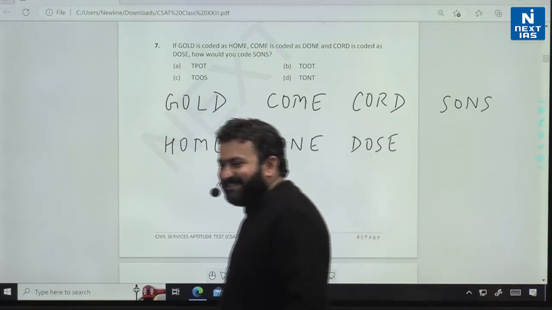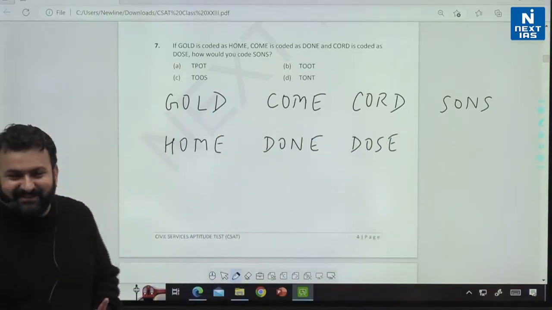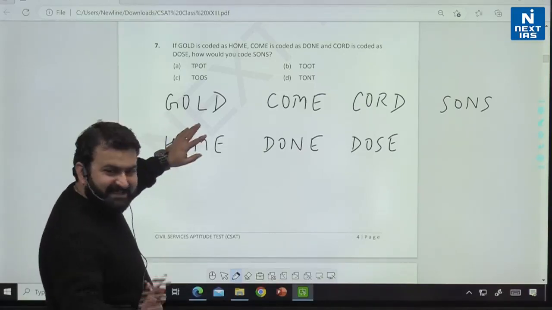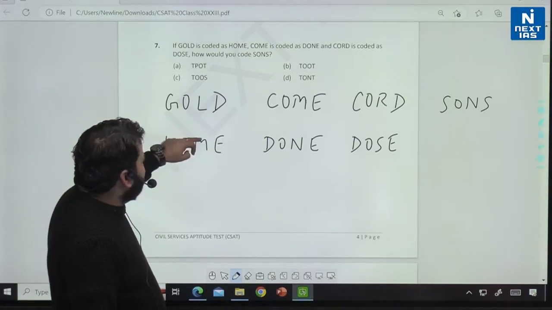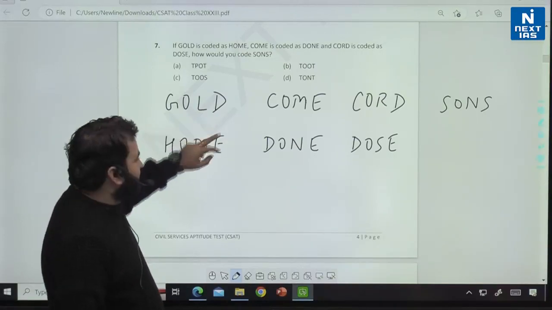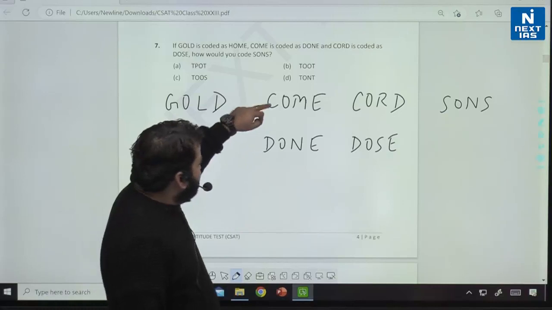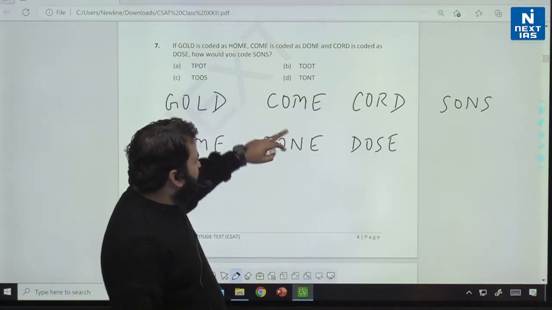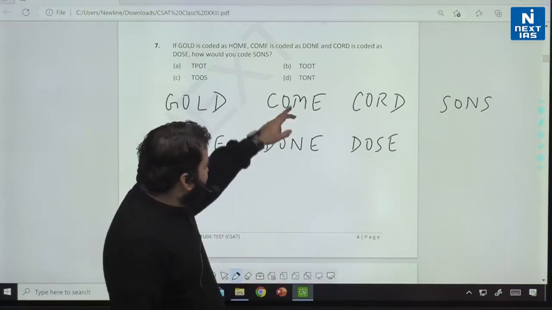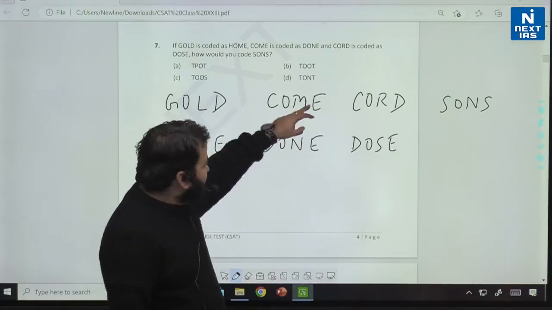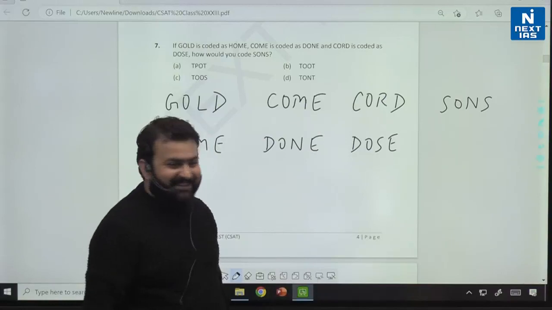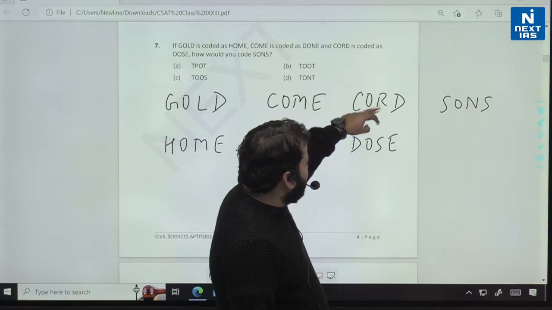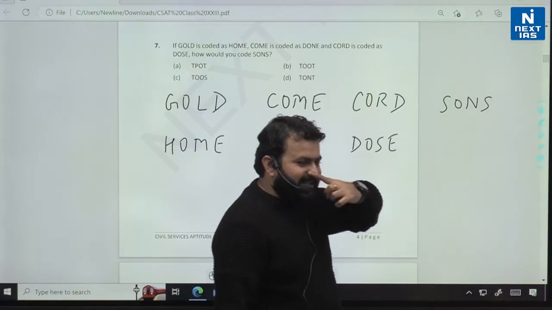Now all of you please be attentive. G is replaced by H, O remains as it is, L is replaced by M, D is replaced by E. Here C is replaced by D, O remains same, M is replaced by N, E remains same. C replaced by D, O remains as it is, R replaced by S, D replaced by E.